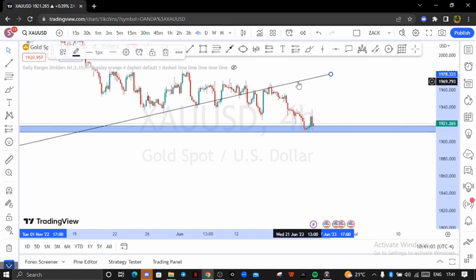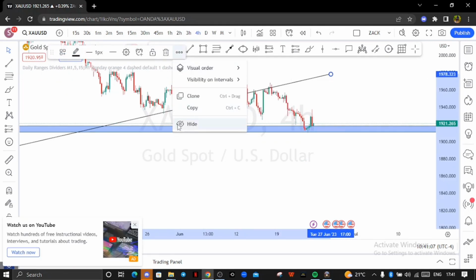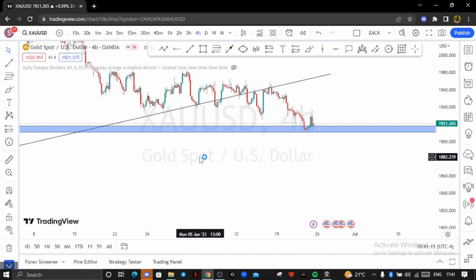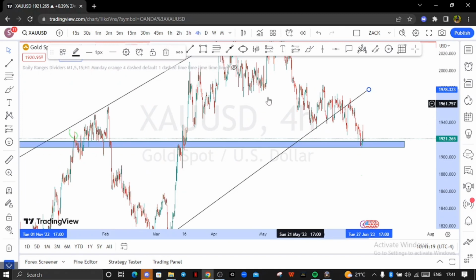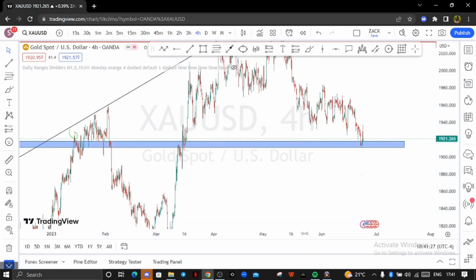So we want to be seeing this market actually give us a pattern before we enter. Let me see. I wanted to reset this trend line so that it stays visible on the daily time frame only, so don't get confused.